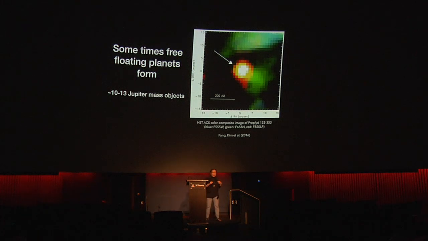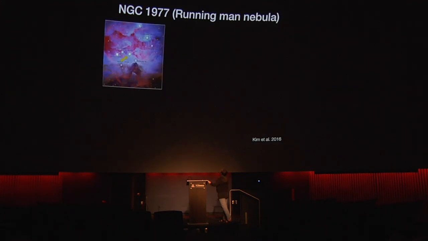It's a very massive planetary mass. We don't know what it is. It's a candidate planet forming itself. So there may be free-floating planets. Actually, there are a lot of free-floating planets.